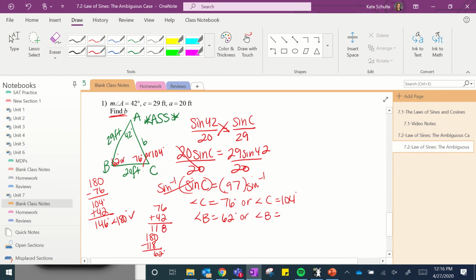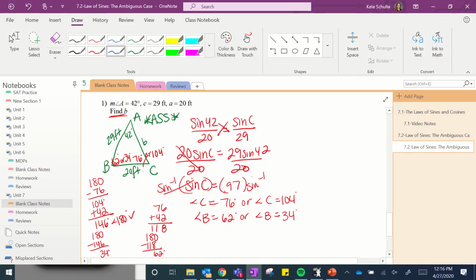If angle C is 104, then we're going to use this calculation here. Remember, we already did 104 plus the original 42, we got 146. So I do 180 minus 146, that's going to be 34. That means now we have two options for angle B. It's going to be 62 or 34, depending on what triangle we're in, because we already determined we're going to have two triangles.